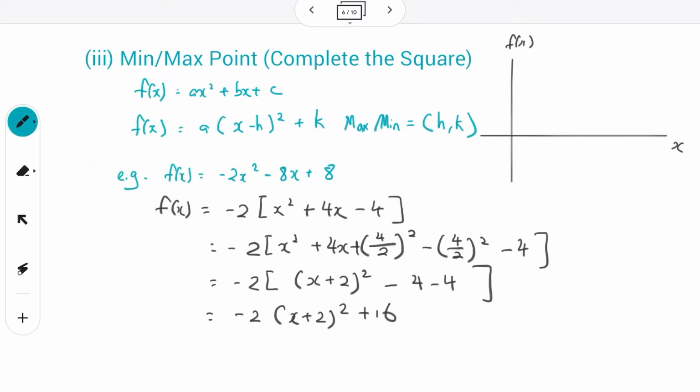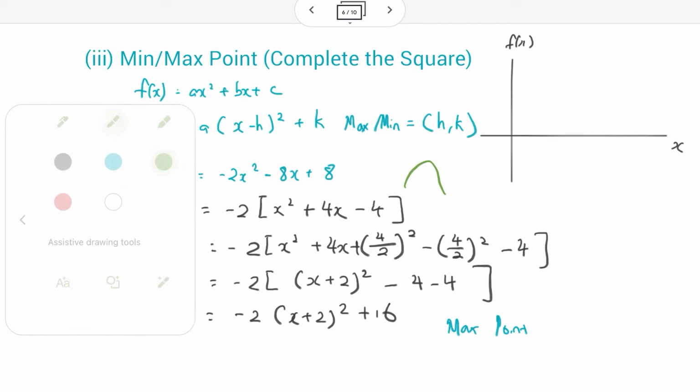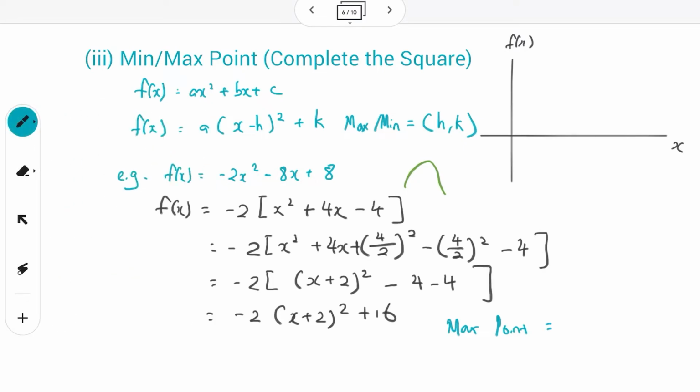From here, you know that your maximum point, and we know it's a maximum point and not a minimum point, because our a is negative 2. Given that a is negative 2, that means the graph will look something like this, and therefore it has a maximum point and not a minimum point. Therefore, the maximum point is (-2, 16).